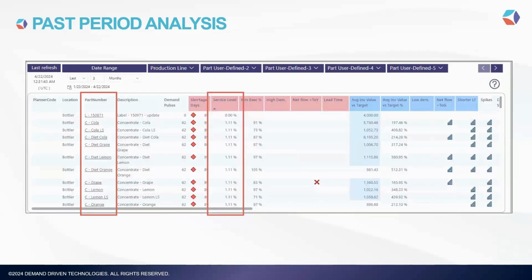It's a little blown up version of this, but you can sort it on service level. What are the lowest service level items? So you can see it in that view too.